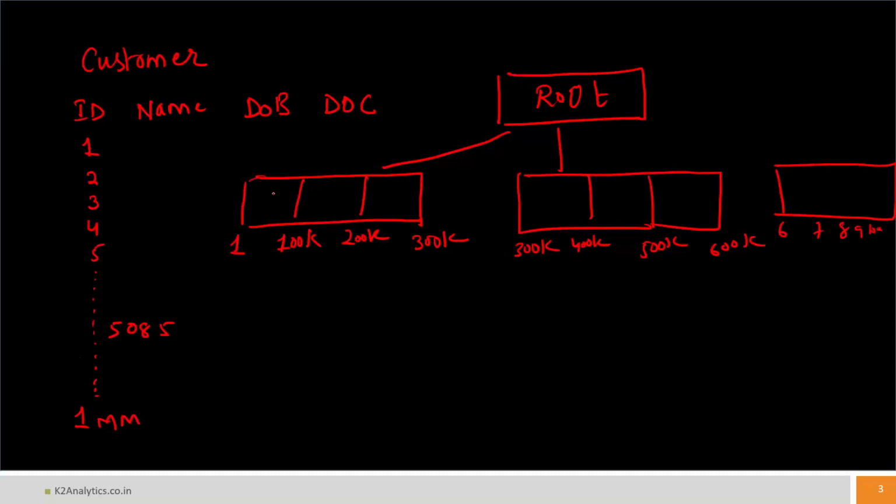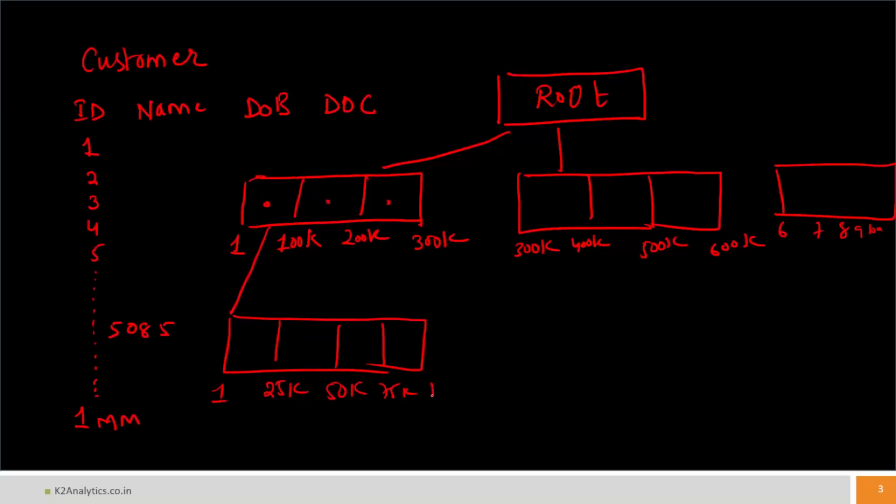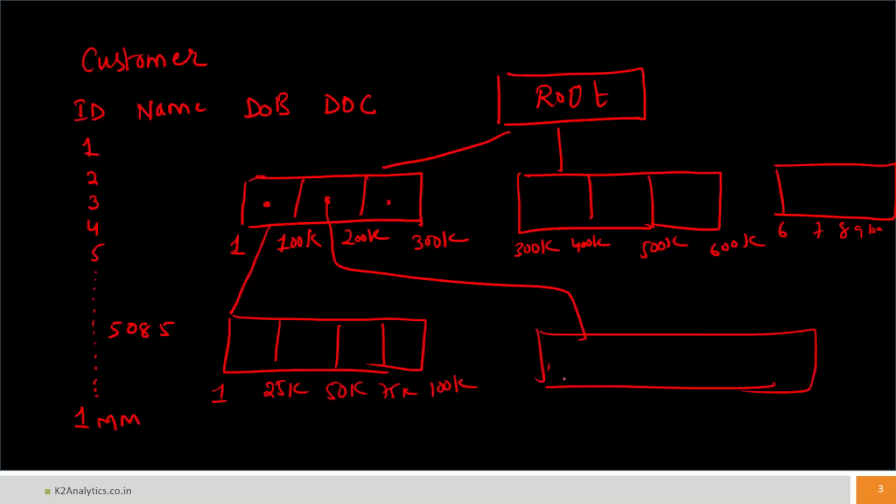Now these nodes would probably be further split something like this: 1 to 25k, 25 to 50k, 50 to 75k, and 75k to 100k. Similarly, this would be further split. Then this would be further split probably 1 to 5k. These cutoff points I'm just putting. You just imagine that the tree would take care of all of these things. Don't worry about it. 10k to 15, 15 to 20k, and here 25k.